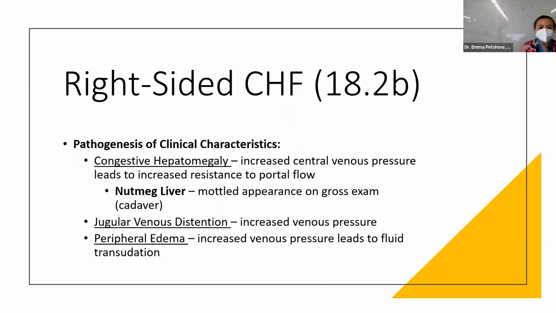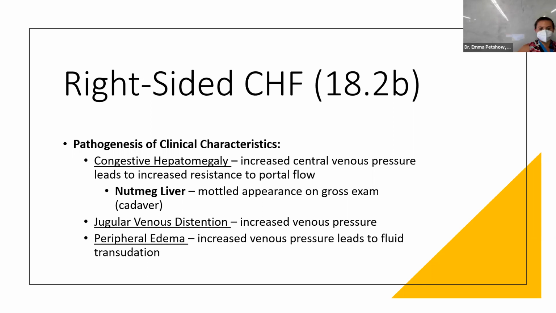Right-sided CHF, again, some pathogenesis of the clinical characteristics of right-sided heart failure. You can have things that cause more blood flow backup. Okay, so you have blood coming into the heart, your right side of the heart's having a harder time pumping blood from the system through the lungs into the left side. So you're going to get a backup. So things that get congested is your liver, you're going to have your jugular vein, and you're going to have peripheral edema. All congested, right?